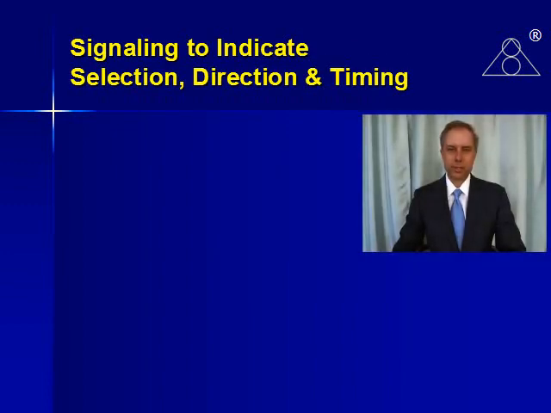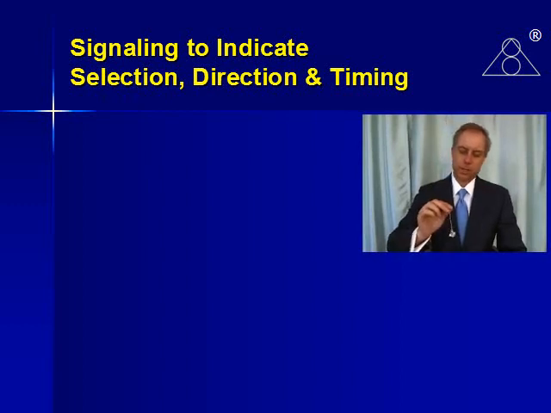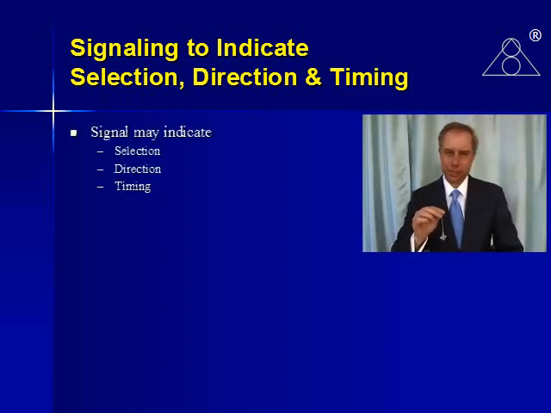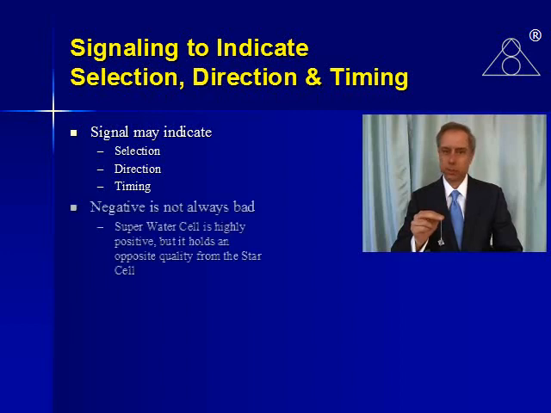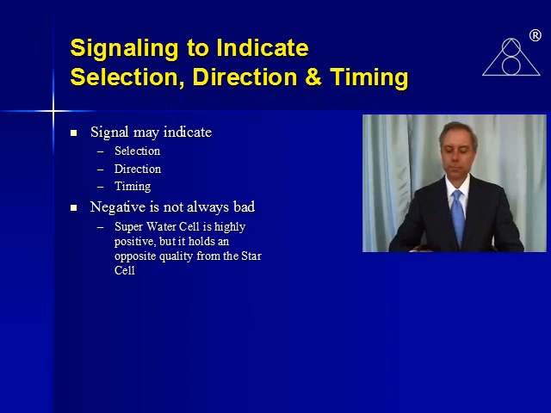In this lesson, Lantos introduced us to the idea that the signal star can indicate selection, direction, as well as timing. And remember, negative doesn't always mean bad. It can mean selection. The super water cell, for example, has a negative indicator. However, it can become quite positive.